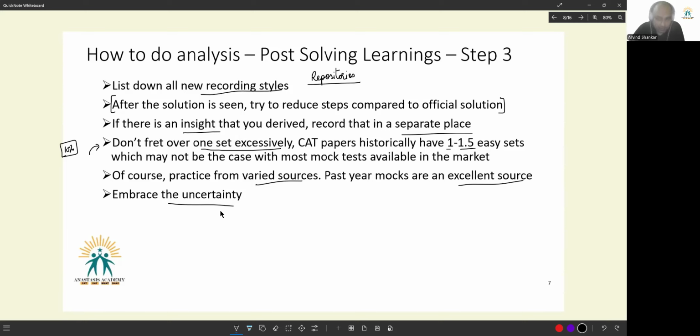You're not expected to solve everything. Embrace the uncertainty. Understand there are going to be things beyond your comprehension level. Understand that there are going to be things beyond your ability to solve in that 40-minute slot. And that is fine. You not being able to solve everything is absolutely fine. And that is all for the DILR section.